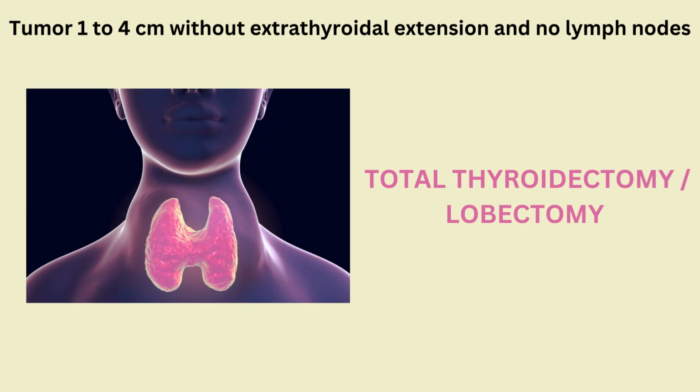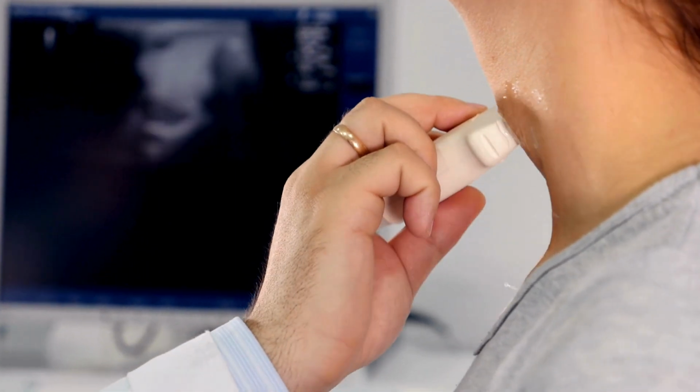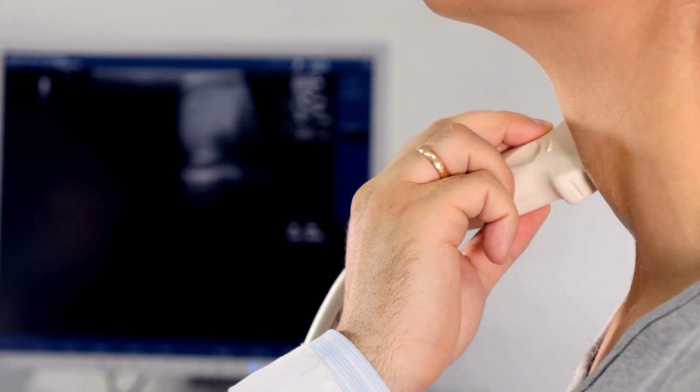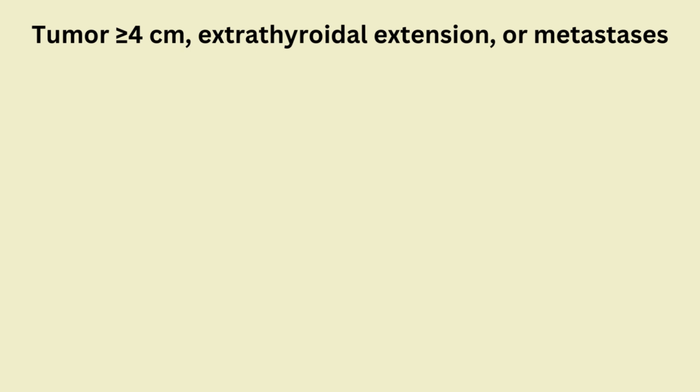For tumors of size 1 to 4 cm without extrathyroidal extension and no lymph nodes, we either do a lobectomy or total thyroidectomy based on the patient or doctor preference and the USG abnormalities in the contralateral lobe, for example, nodules, thyroiditis, etc. For tumors of size greater than or equal to 4 cm or tumors with extrathyroidal extension or METs, total thyroidectomy is the treatment of choice.